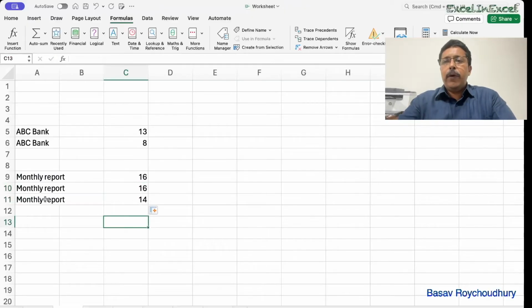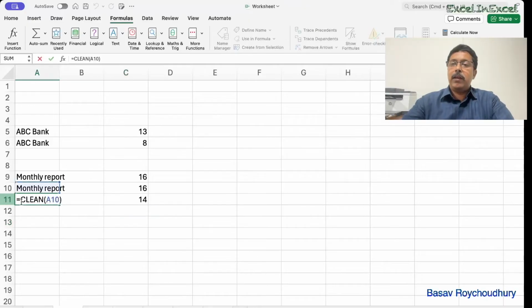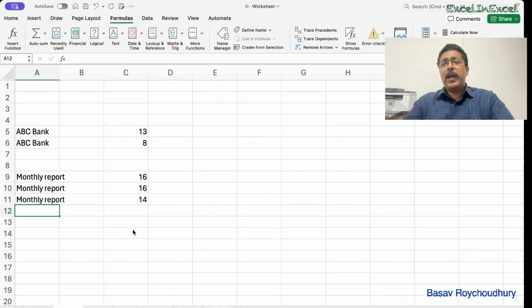That means there were non-printing characters in the monthly report which did not show up, which were not cleaned by TRIM, but they were cleaned by CLEAN. Therefore, whenever you have copied data from internet sources or from web pages, it's always better to use both TRIM as well as CLEAN, so that any additional space or any non-printing characters are taken care of before they actually show up as some mistake in whatever processing we are doing.